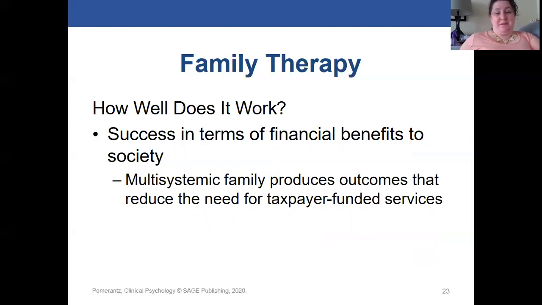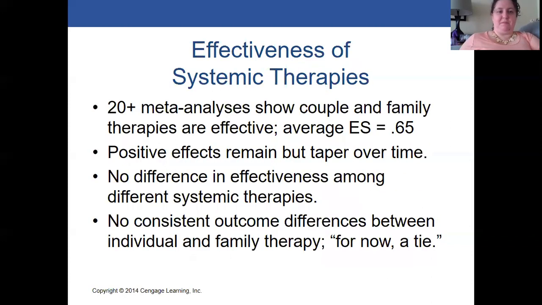There are a lot of financial benefits as well because it can cut down on taxpayer cost or family cost. There have been 20-plus meta-analyses showing that they're effective. The effect size is 0.65, depending on the metric you look at. That's seen as either a medium or strong effect size, so that's really good. There are positive effects, but they sort of go down over time. It's like any other skill, you kind of have to practice thinking this way and acting this way, right?